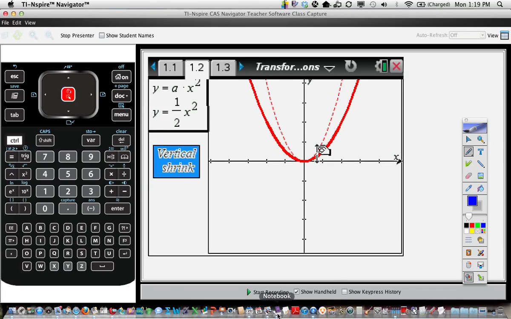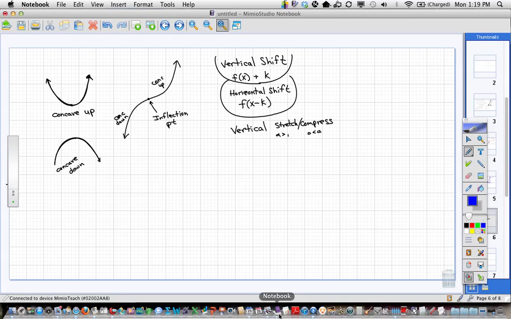Put this on the screen here. So if a is between 0 and 1, then we've got a compression. If a is greater than 1, then it stretches it by that factor. If it's 1/2, it compresses it by a factor of 2. Okay, compresses it by 1/2. All right, and that's on the outside of the function. So that's if you have a times f of x.